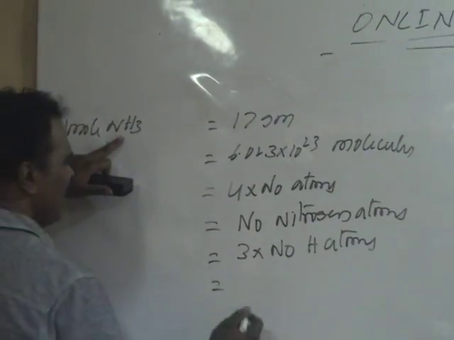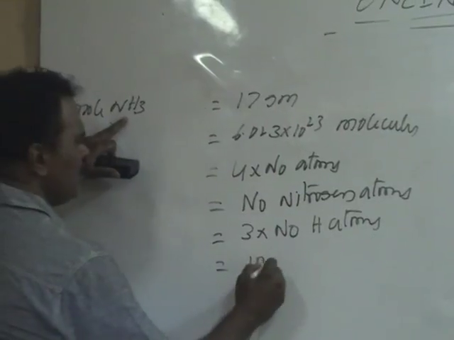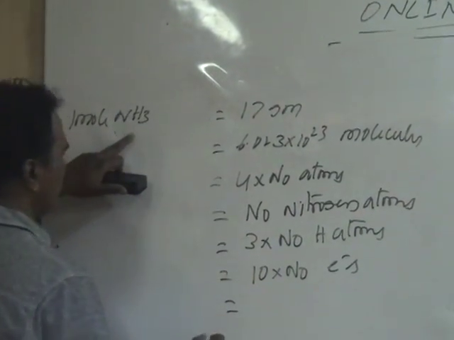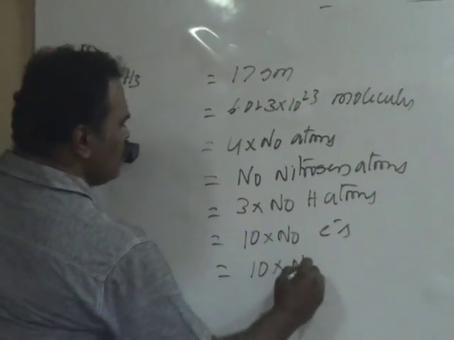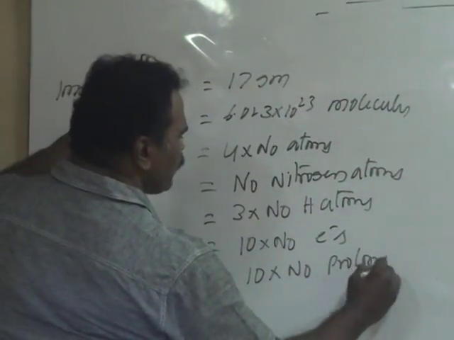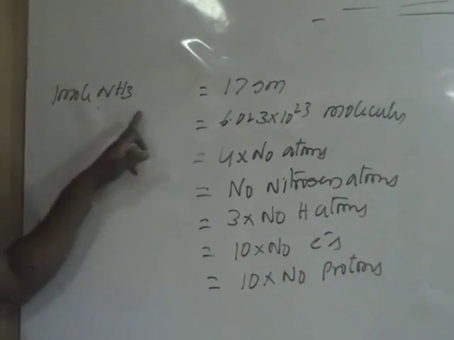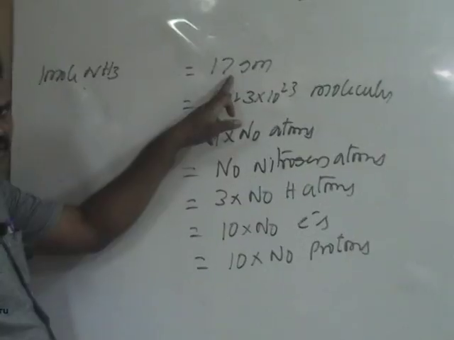1 mole ammonia equals 10 into N0 electrons. 1 mole ammonia equals 10 into N0 protons. So 1 mole ammonia equals 17 grams, that is equal to gram molecular weight.